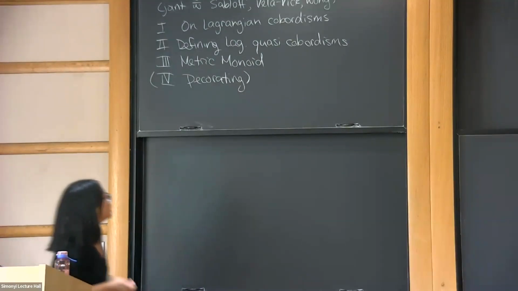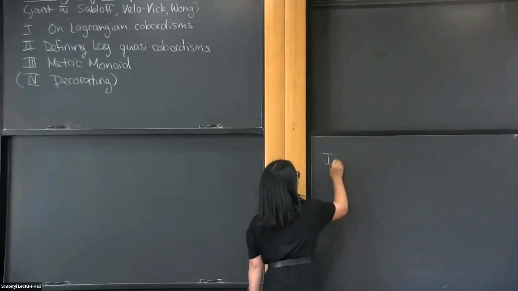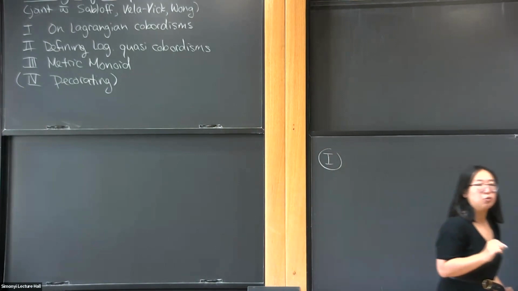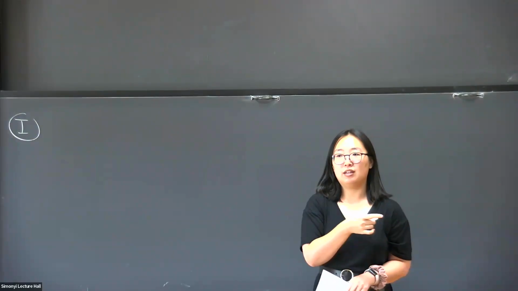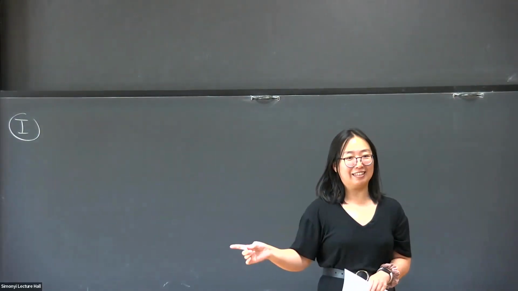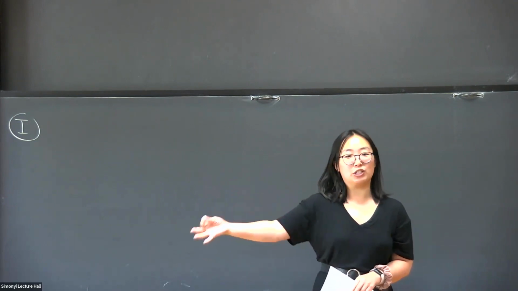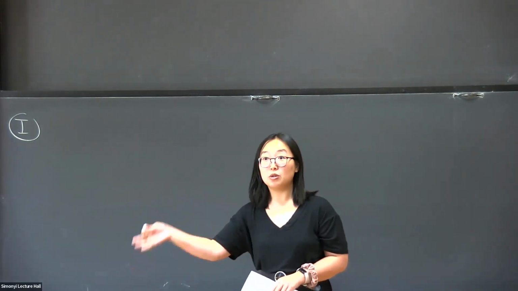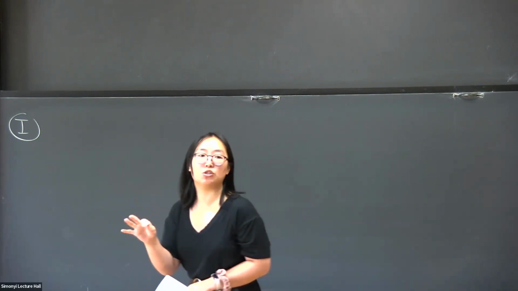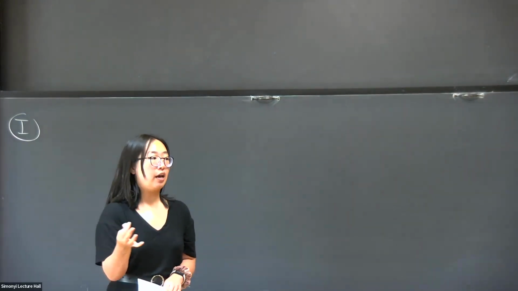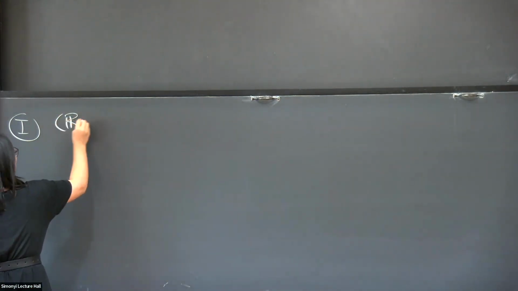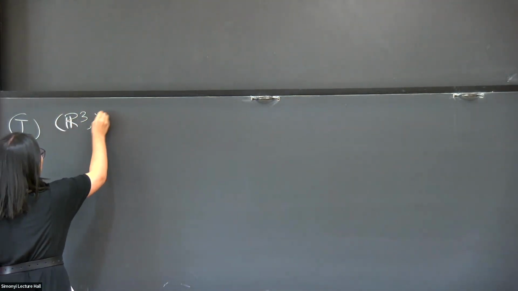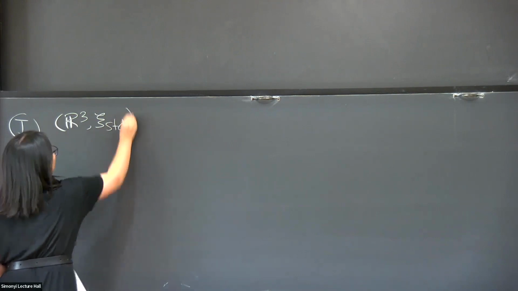So let me start with some definitions. You might be already familiar with what a Legendrian knot is, so I will not define that, but I will say what it is. A Legendrian knot is a smooth knot which is everywhere tangent to some contact structure. And for me today, the contact manifold that I care about is going to be R3 with the standard contact structure.